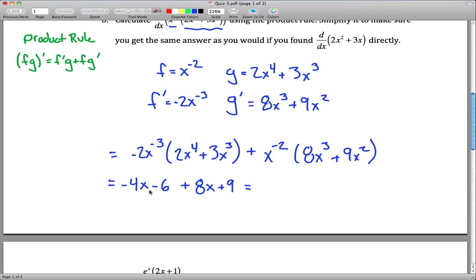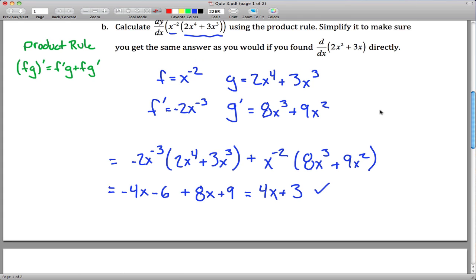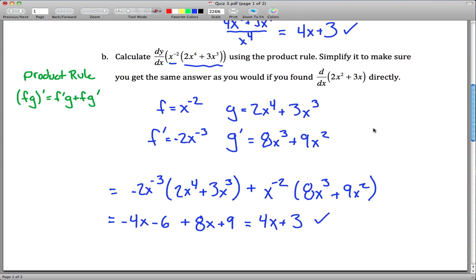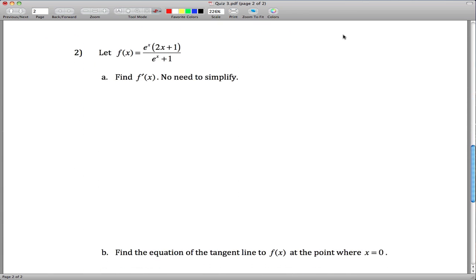Put it all together, 8x minus 4x is 4x. 9 minus 6 is 3. Which sure enough matches up with what we hoped it would. Alright, moving on. Question number 2.